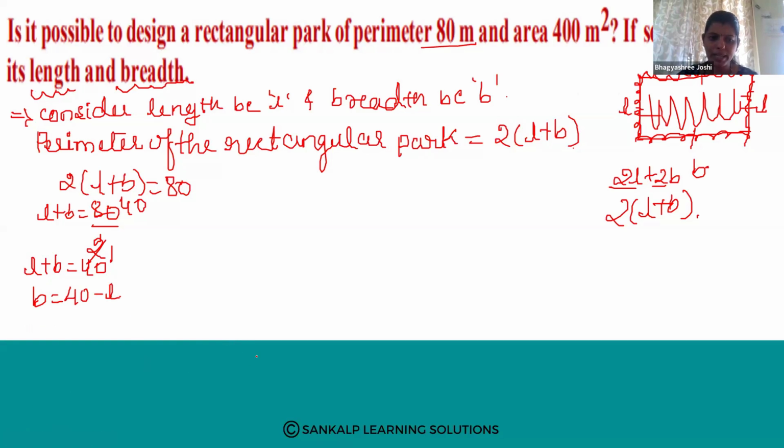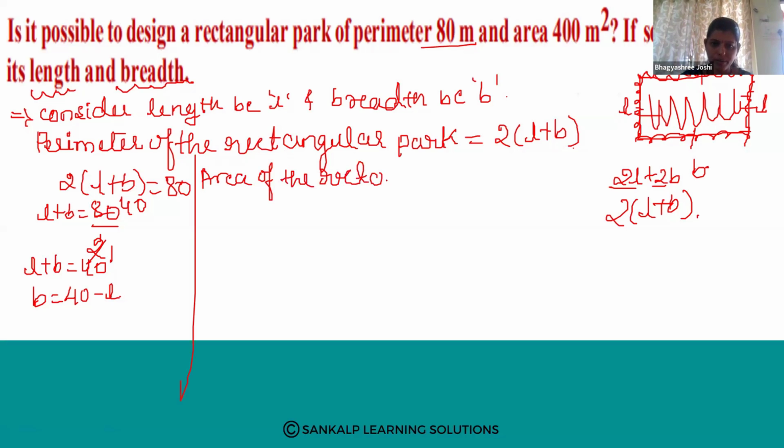Okay, B is equal to 40 minus L. Now, here they have given the area of the rectangular park, right? So area of the rectangular park is 400. Yes? The formula to calculate the area of the rectangle, just now we calculated, that is length into breadth is equal to 400 meter square.